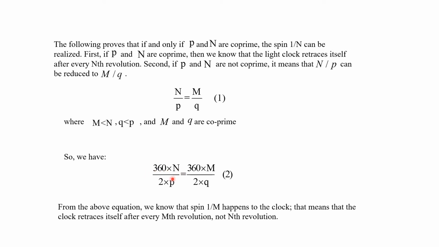So we have equation 2 here. 360 times n over 2p equals 360 times m over 2q. From the above equation 2, we know that spin 1 over m happened to the light clock. That means that the clock retraces itself after every mth revolution, not nth revolution. That is spin 1 over m, not spin 1 over n. Thank you.